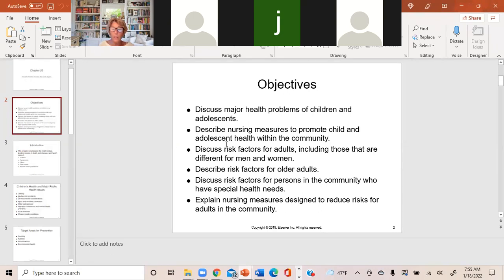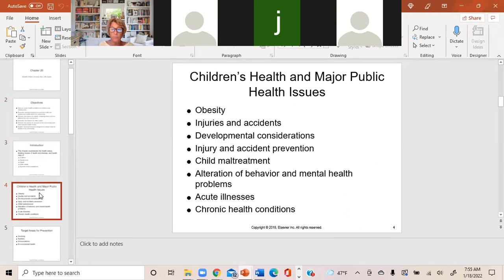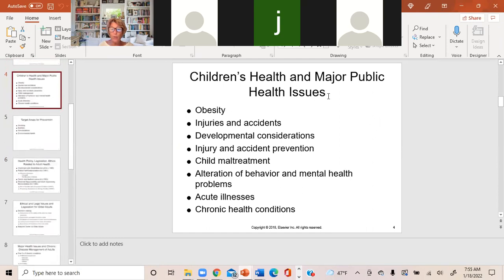Okay, so you potentially are going to be caring for any one of these clients. All right, and here are your categories: children, adolescents, adults, older adults, special needs. Okay, and this is an excellent PowerPoint too. So what are some of the children's major public health issues? Here they are: obesity, injuries and accidents, developmental, child abuse, maltreatment, mental health, chronic health.